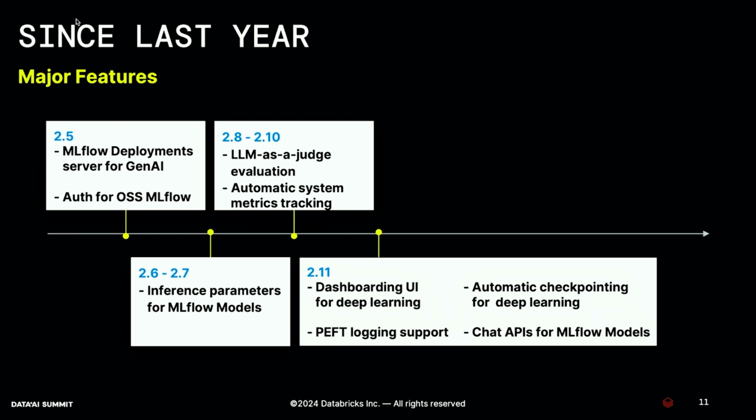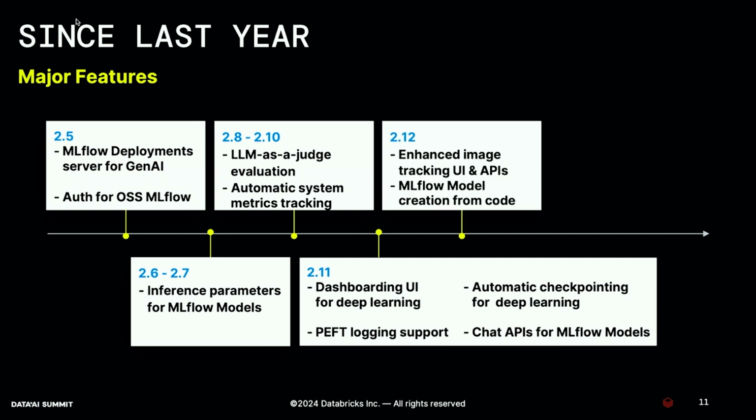We added support for logging parameter-efficient fine-tuned models, as well as automated checkpointing of deep learning models to ensure that you don't lose your weights when your training job crashes. We also made it much easier to build custom MLflow models with a chat interface that you can deploy and compare against one another. In MLflow 2.12, we offer dramatically improved support for tracking and exploring the results of image models. We also made it easy to package and deploy a model from any arbitrary Python script or Python notebook, which is super important for software engineers as they build their GenAI agents.